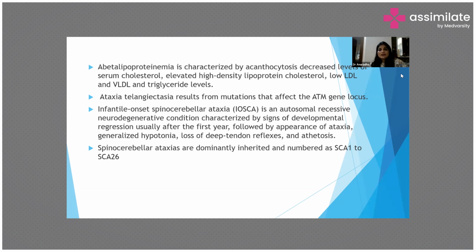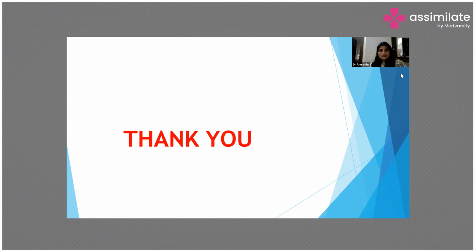Ataxia telangiectasia is a neurocutaneous syndrome due to ATM gene mutation. Infantile onset spinocerebellar ataxia is an autosomal recessive neurodegenerative disorder, and spinocerebellar ataxias are also varied. There is a very diverse presentation.